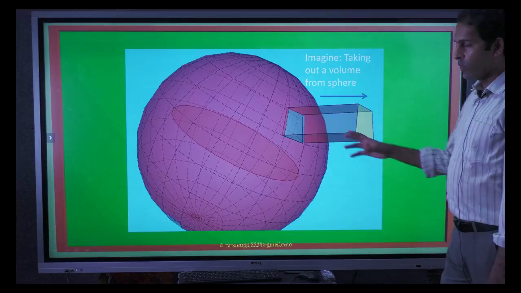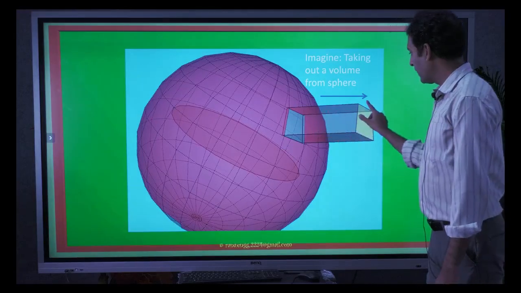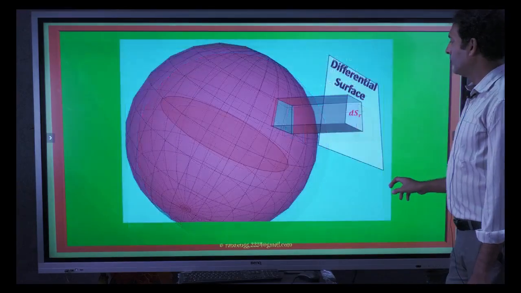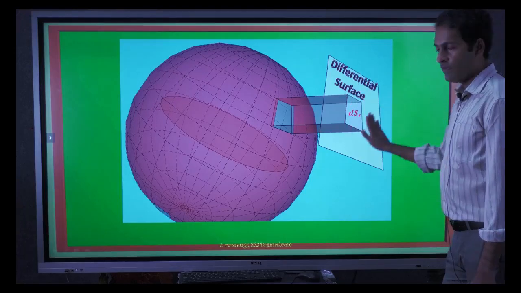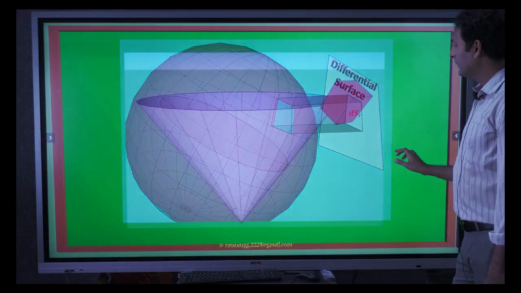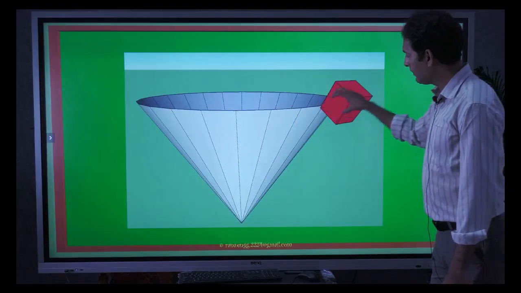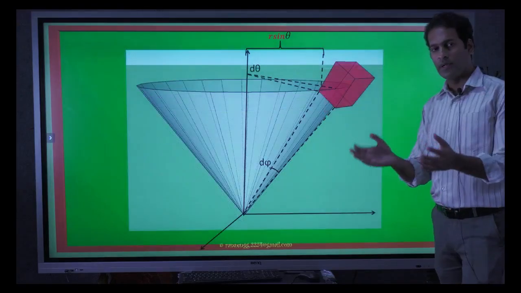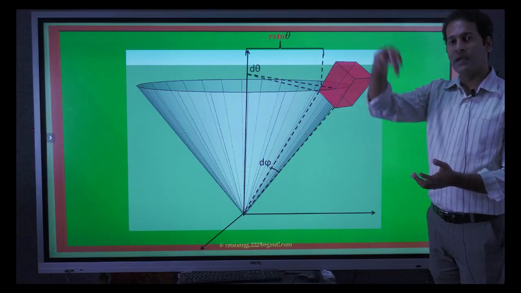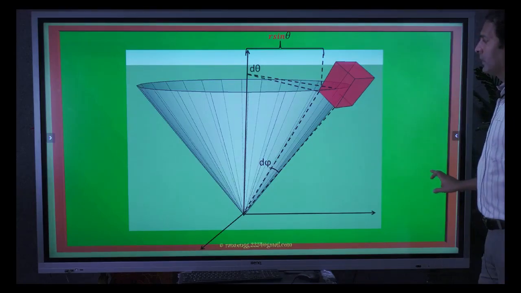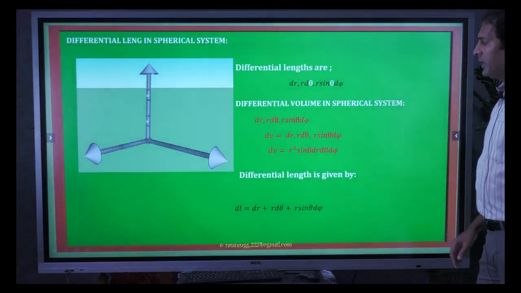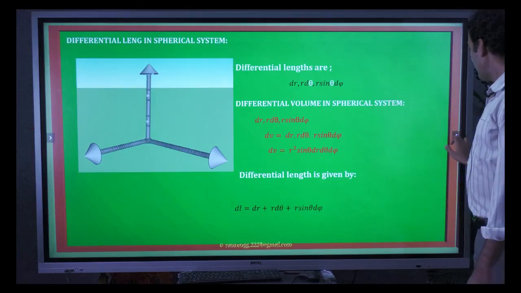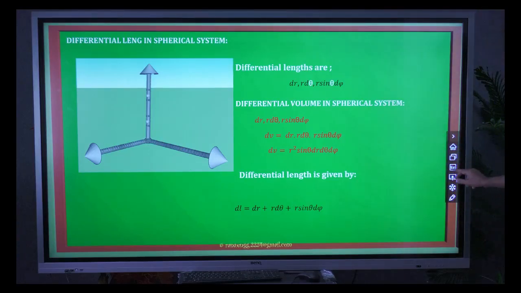So imagine taking out a volume. First we take out the surface. Then this is the front surface only. Then we have to imagine that some part is taken out from the volume, like we take a watermelon. From the watermelon we are picking out a volume outside it. So it will have the three differential elements. Now we will compare them with the other three.